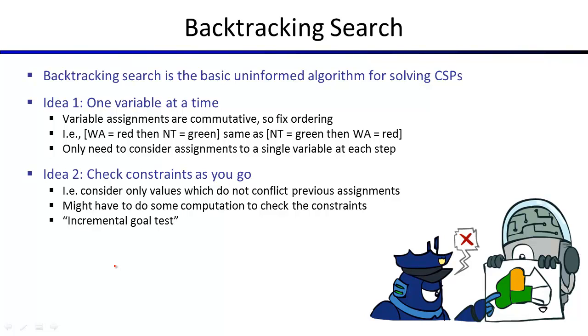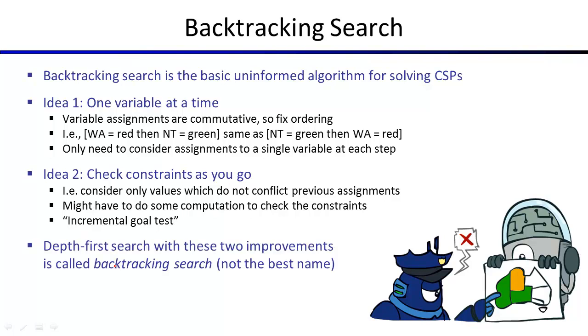So as you assign a variable, you look at your domain for the variable that you're currently going to assign. You check the values in the domain. You say, okay, we have blue, red, and green left. Which of these values are consistent with the variables I already have assigned? And you only branch on the ones that are consistent with what you already have. Okay? So this is a way of incrementally testing as you go along your search, whether you satisfy the goal test to the extent you can test it so far.